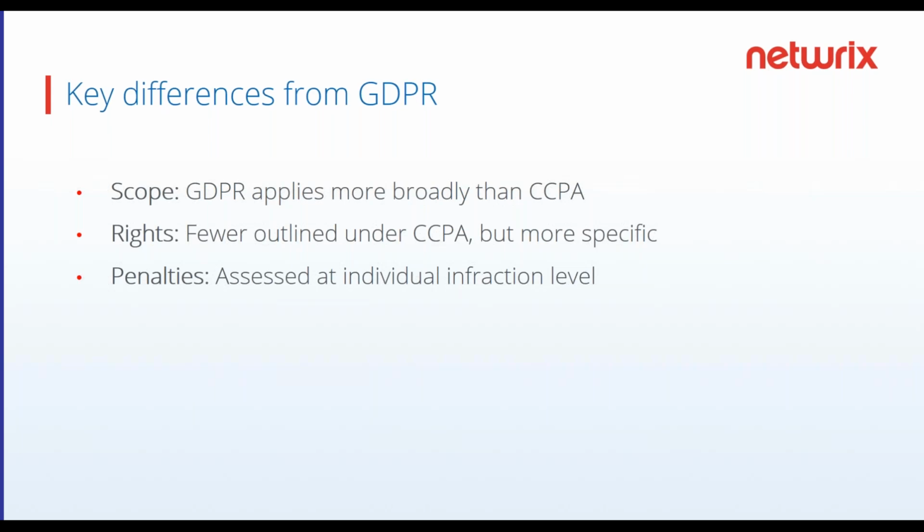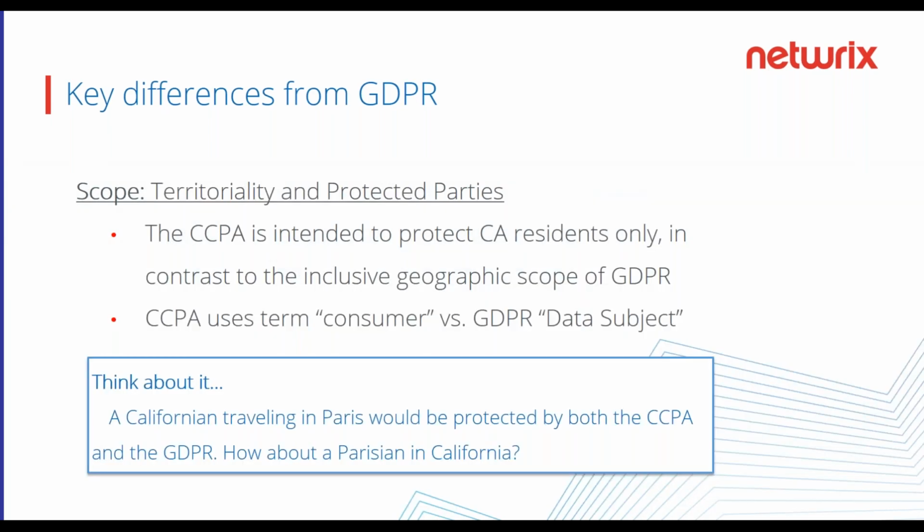And then the penalties, there's a key distinction with the CCPA. In most cases, the penalties are assessed at an individual infraction level. And what that means is kind of per person, per incident. So depending on the size of the breach, depending on how many people's data might have been compromised, your fee will go up. Whereas the GDPR is not quite as specified and has a lot more maybe wiggle room, but it doesn't necessarily mean that the penalties in one or the other are going to be less or more. It's situational.